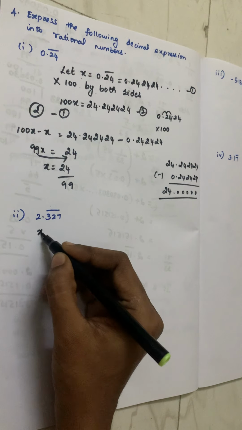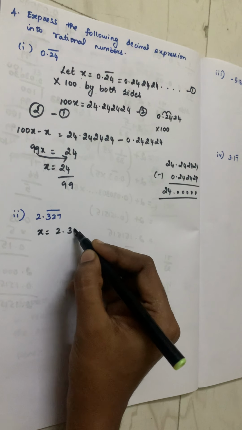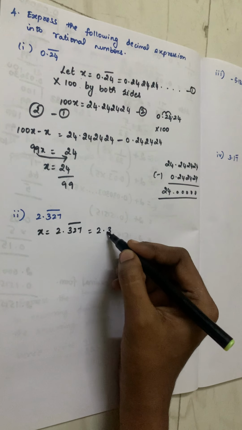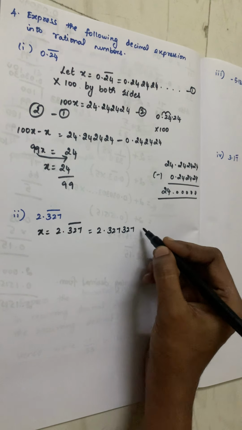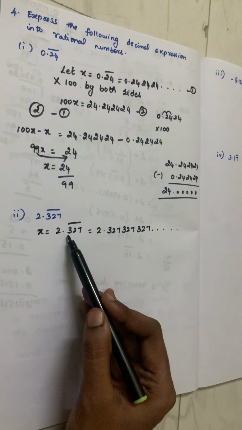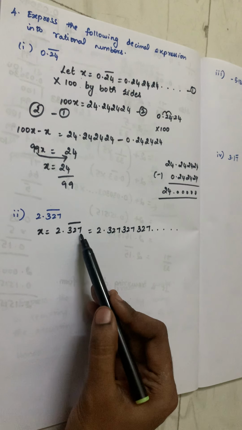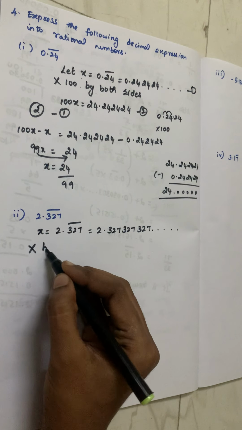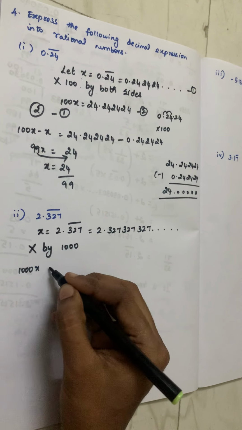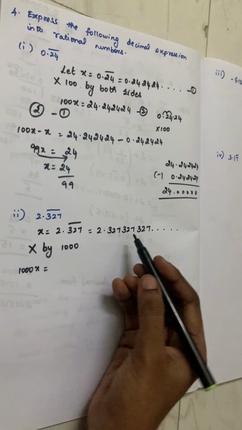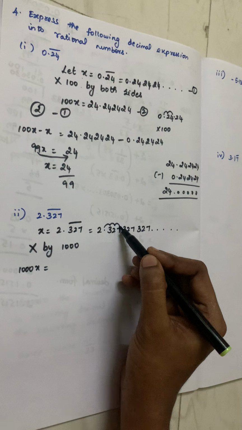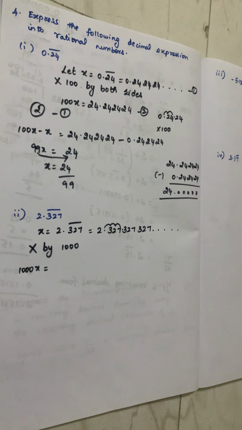Take the second sum, x equal to 2.327 bar. What can you do with this? 2.327327327 will go on. After the decimal, how many numbers are here? 1, 2, 3. So you should multiply by 1000. So 1000x equal to, here if you multiply, it starts with 1, 2, 3. After this only you get a point.